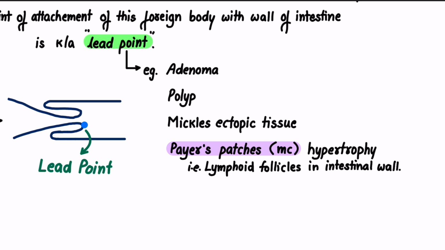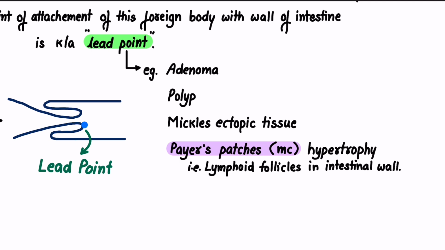First is adenoma. Any kind of adenoma in the intestinal wall will act as a lead point and can lead to intussusception. Then polyps. These polyps are more common in old age in the colon. Then ectopic tissue of Meckel's. I have already explained Meckel's diverticulum in previous videos. And then moving on to the most common cause of intussusception, that is Peyer's patches hypertrophy.